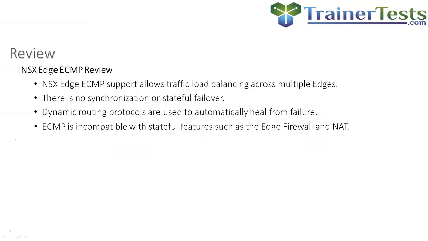So in review, the NSX Edge now supports equal cost multipathing as of NSX 6.1, and this allows us to balance out the egress traffic workload over multiple edges and multiple ESXi hosts. There's no synchronization, there's no stateful failover, there's no active and standby. Each one of the edges is an independent virtual machine and they don't synchronize with each other. And if one of them fails, the network will heal itself using dynamic routing protocols.